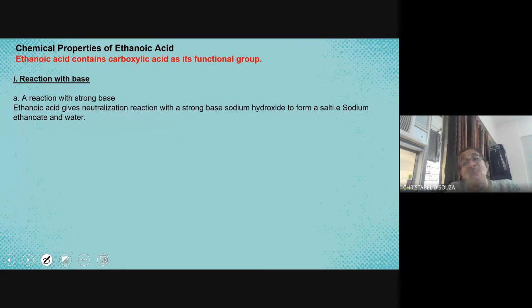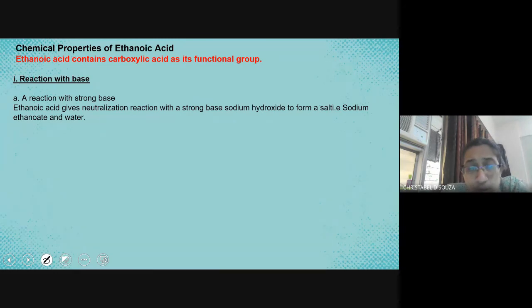So it reacts with a strong base. Because it is a weak acid, it has to react only with a strong base. It cannot react with a weak base, right? And it gives you a basic salt, because the base is strong. So it gives you a basic salt. Once again, very, very simple.